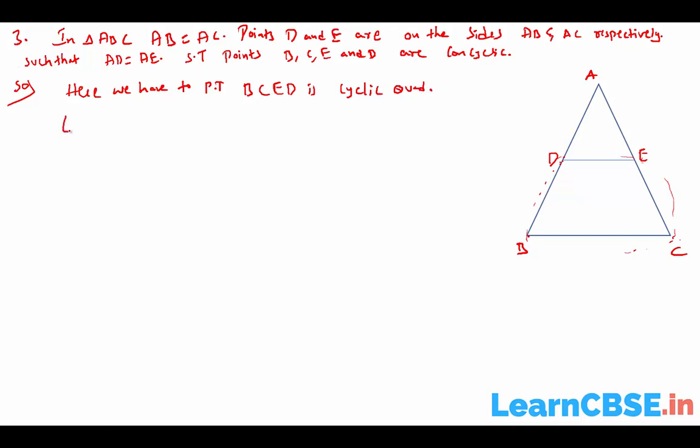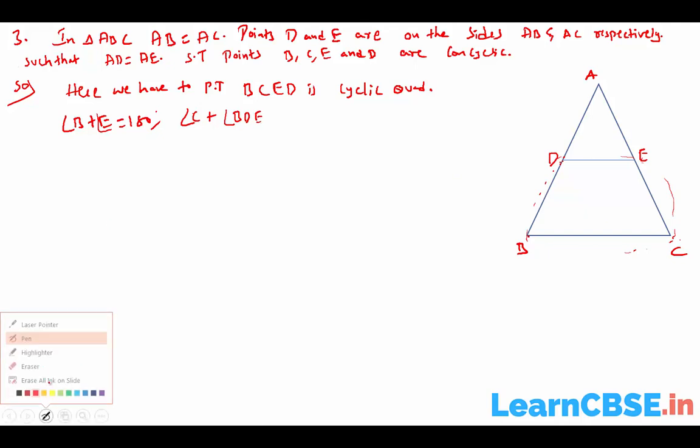That means angle B plus angle E equals 180, and angle C plus angle D, that means angle BDE. Here also write angle B plus angle DEC, or CED, equals 180, because opposite angles are supplementary in a cyclic quadrilateral. Now the solution.